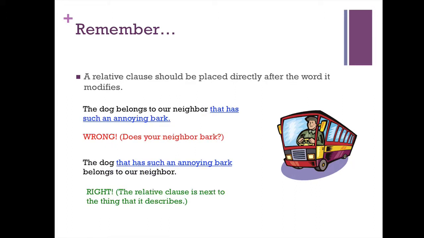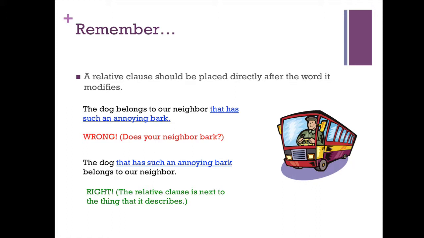Here's another example. The dog belongs to our neighbor that has such an annoying bark. Well, does your neighbor bark? He or she must, because that's what that sentence says. The relative clause is right next to the word neighbor. What you really want to say, of course, is the dog that has such an annoying bark belongs to our neighbor. The relative clause there is next to the thing it describes, which is dog.